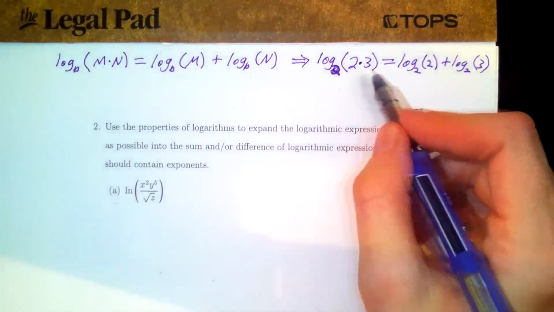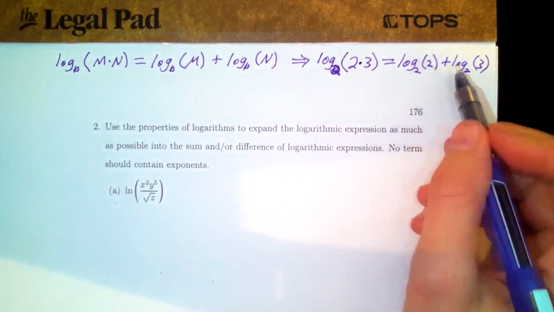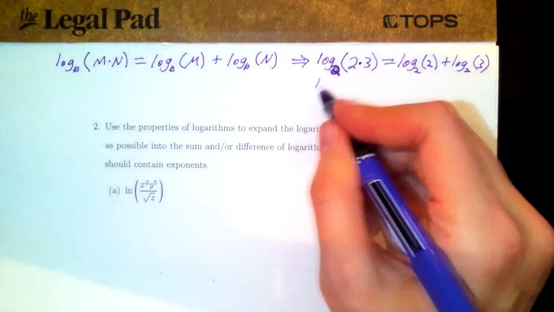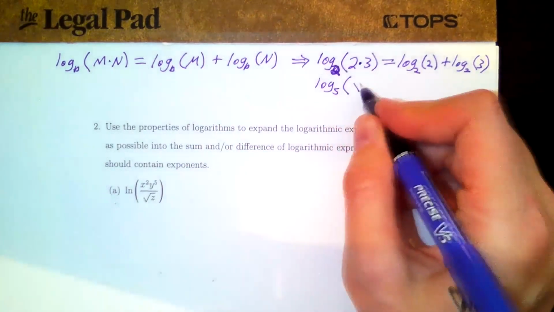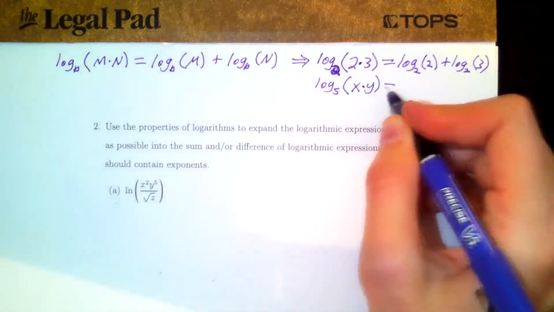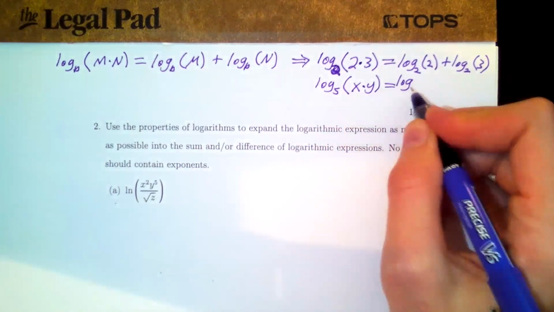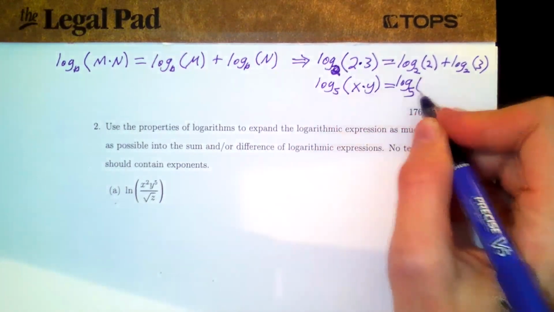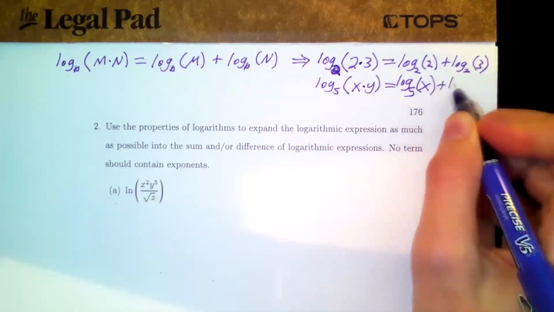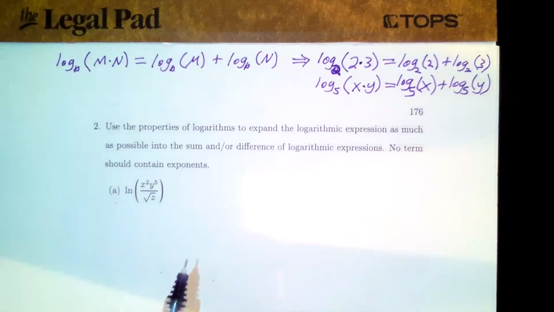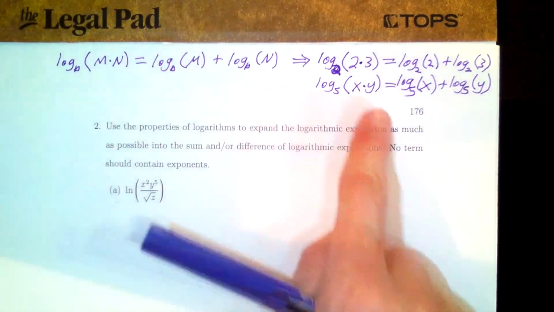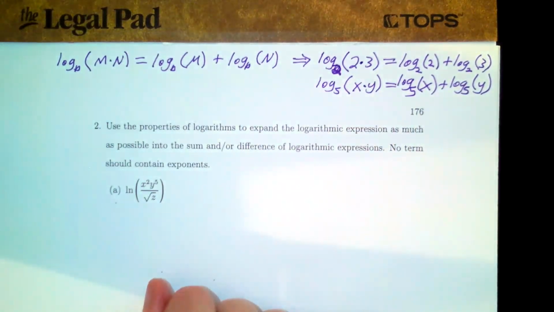Log base 2 of 2 times 3 is log base 2 of 2 plus log base 2 of 3. And similarly, what if I had log base 5 of x times y? This becomes log base 5 of the first thing multiplied, x, plus log base 5 of the second thing multiplied, y. This is a neat little property, and again, it's unique to logs.